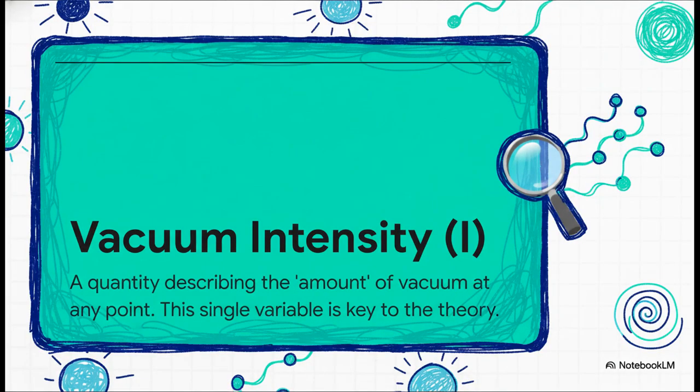And here's the most important piece of the puzzle. Vacuum intensity, which we'll just call I. I want you to imagine that every single point in space has a number attached to it, a value that describes how much vacuum is there. It's kind of like a pressure reading, but for the vacuum itself. This one single variable is the key to the whole theory.